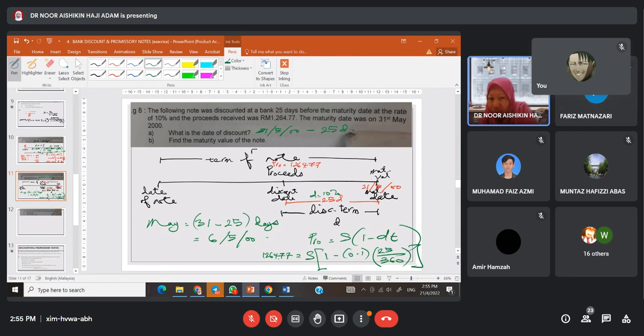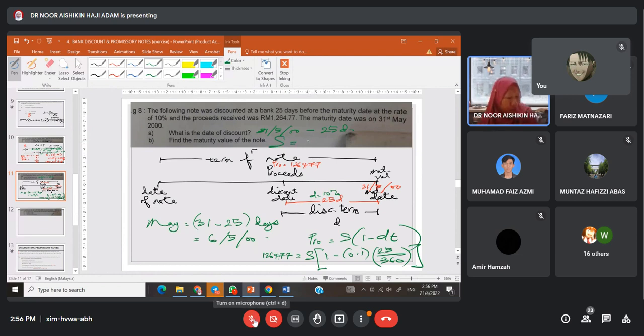Kelas, faham tak saya punya timeline ni? Timeline yang saya tunjuk ni. Tapi bila yang discount of note tu, dia macam confused sikit. Bila baca dapat soalan, tak tahu mana nak letak, sebab jadi 3 entity. So kita tak tahu nak letak proceeds tu dekat depan sekali ke atau kat tengah. Kat tengah. Proceeds kat tengah. So ya, betul lah Mumtaz.